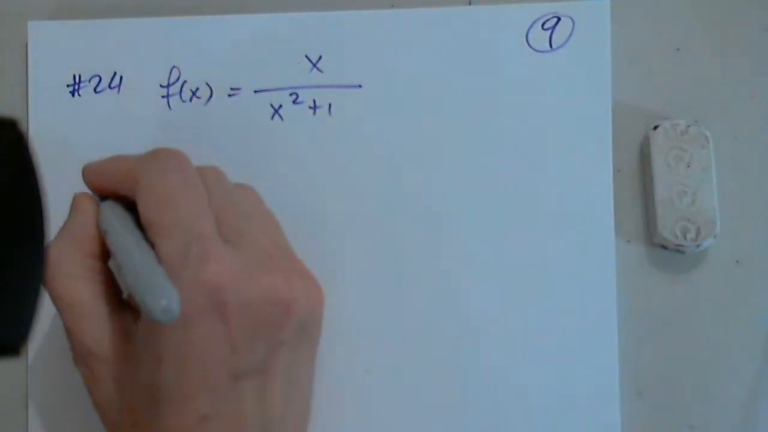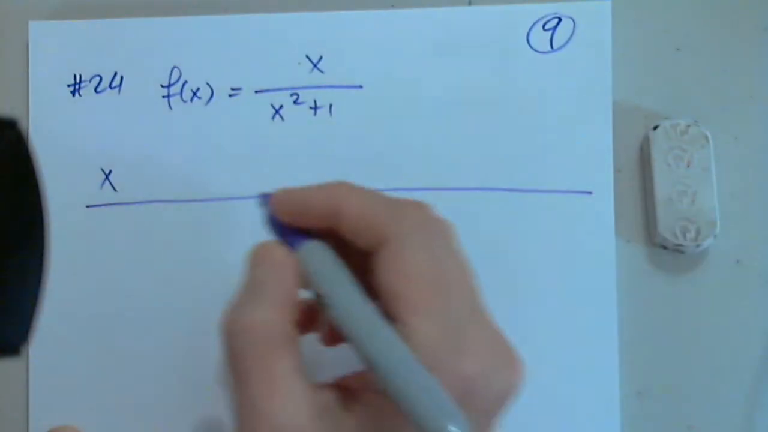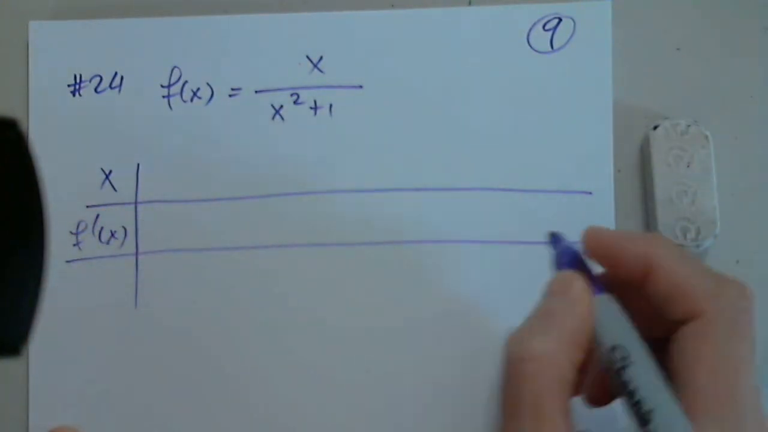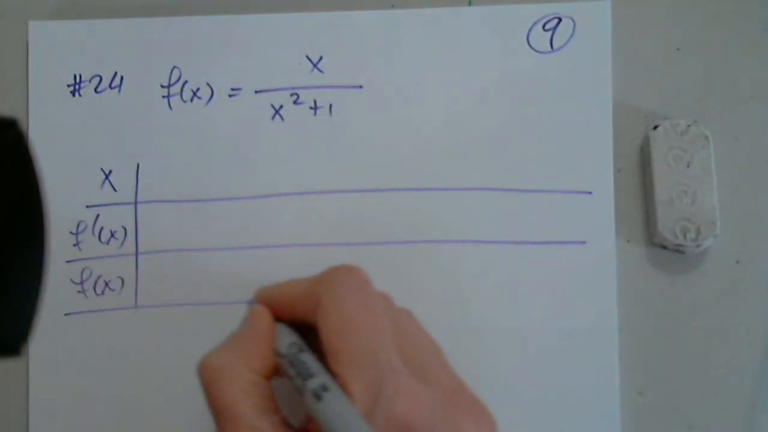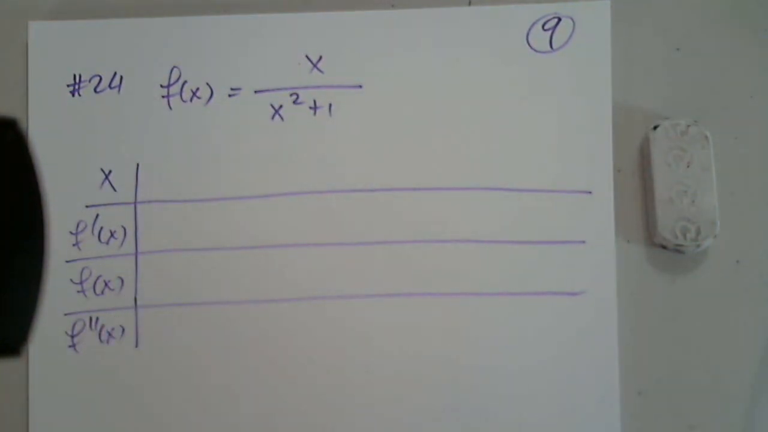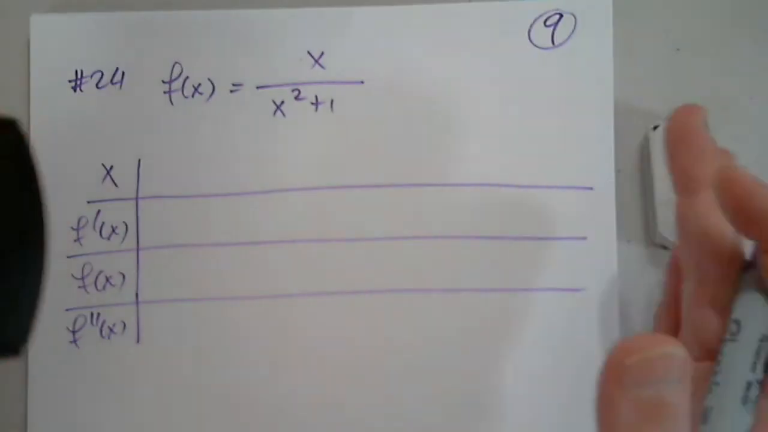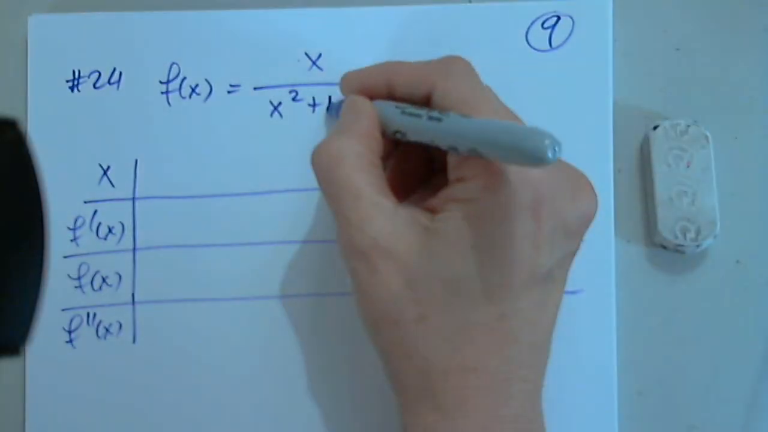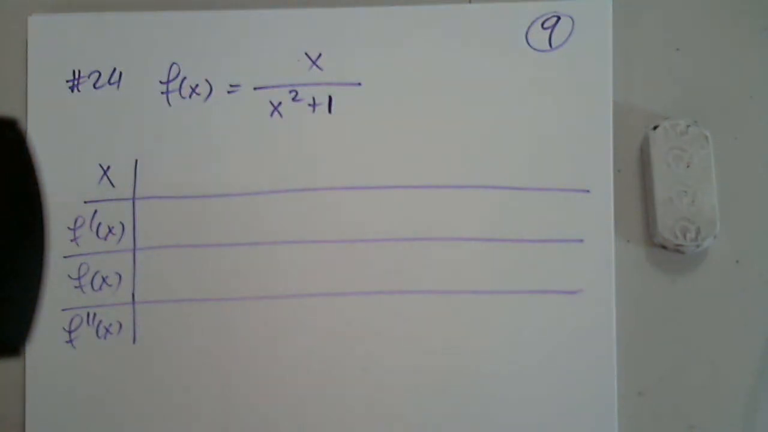So we start with our table from the beginning. f prime, f of x, of course, and the second derivative. So you see how everything comes together and all the information will be in the table. Can anyone give us the domain of this function first? I have to start with the domain. That's our first step.